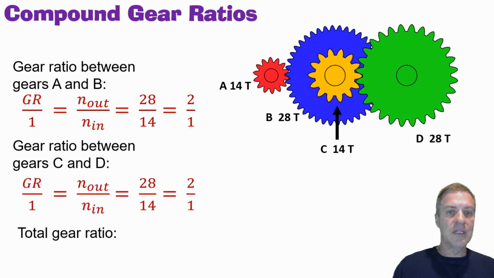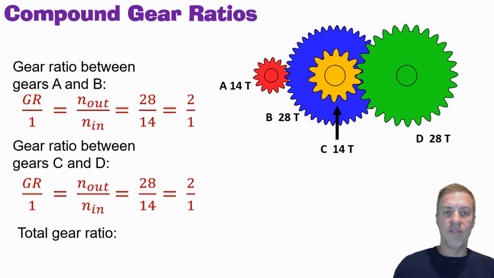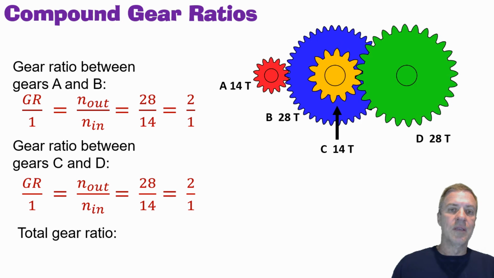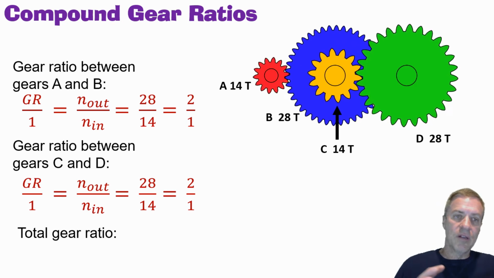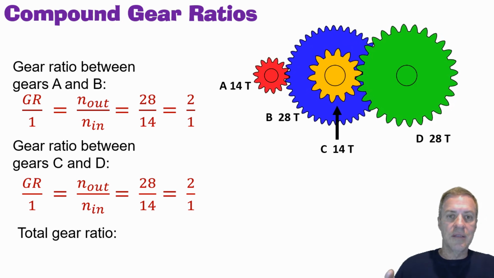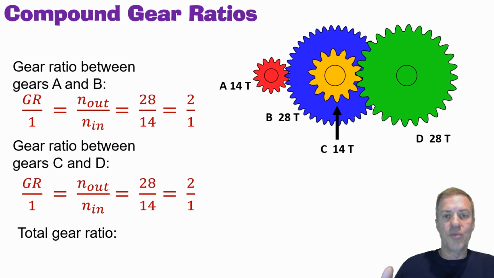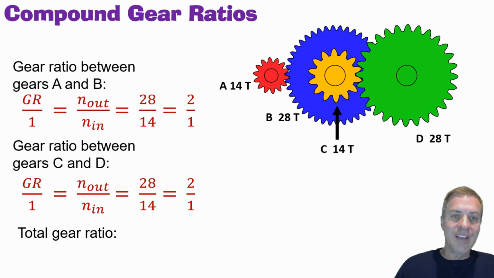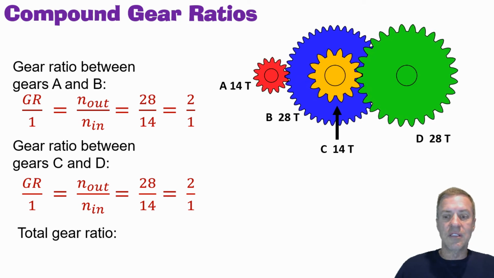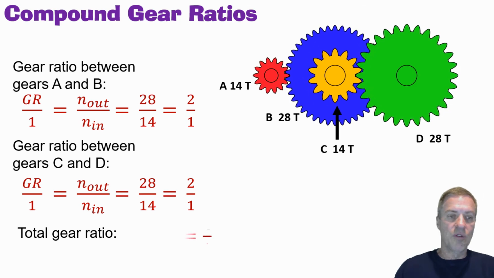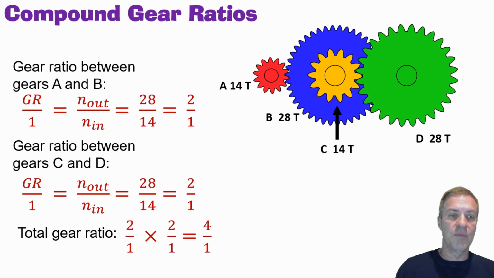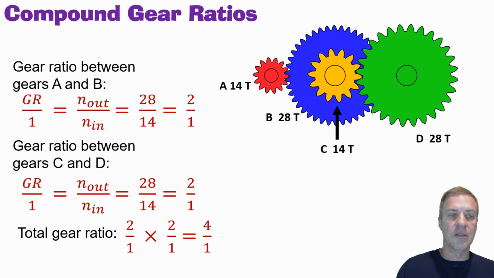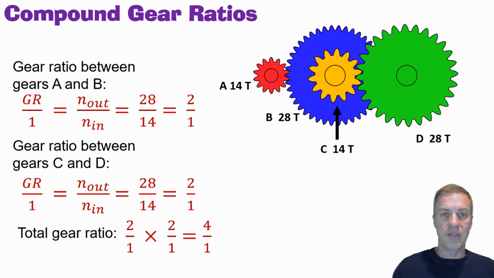If we look at between C and D, it's the same thing. We've got 28 divided by 14, which is 2:1. But on this one, we can't just look at A and D and go, oh, okay, the output's 28 divided by 14 is 2 to 1. Because of that center gear, the way this is set up, we do have to multiply these together. So that'd be 2 over 1 times 2 over 1, which is going to give me a gear ratio of 4 to 1.